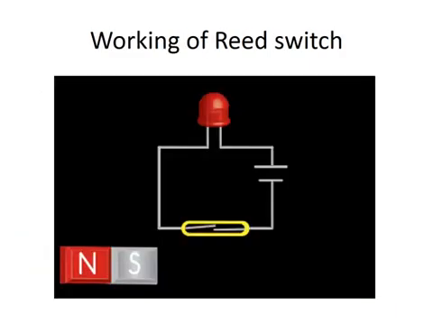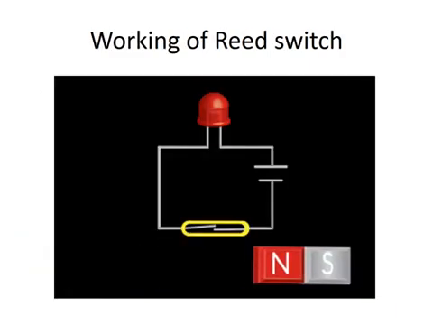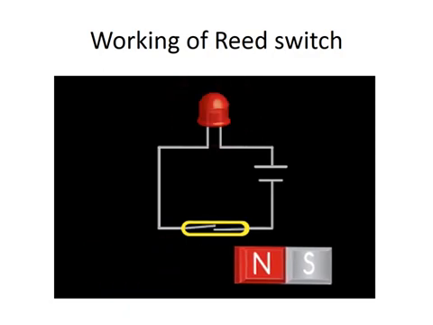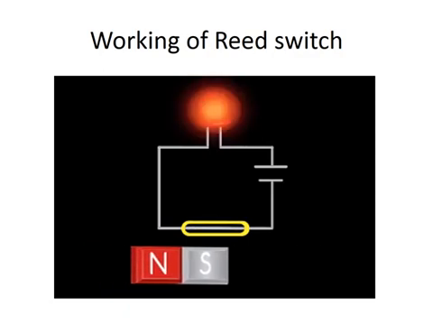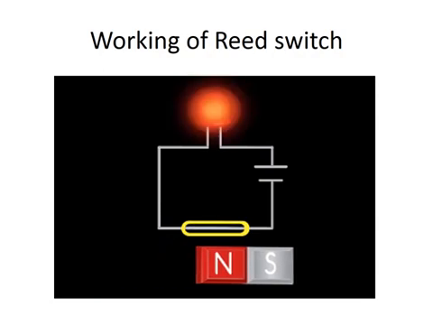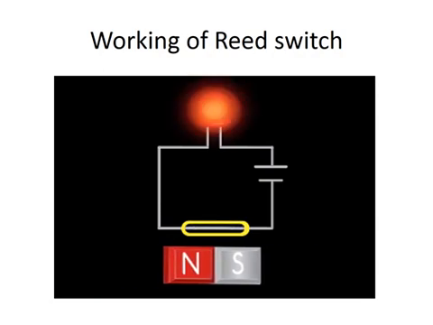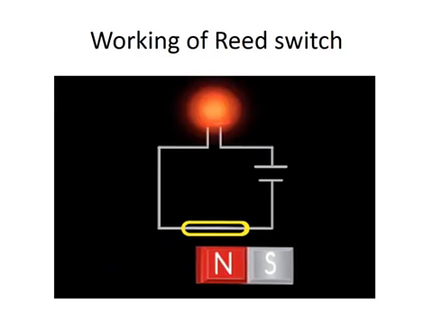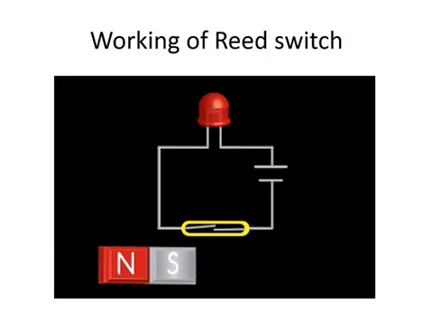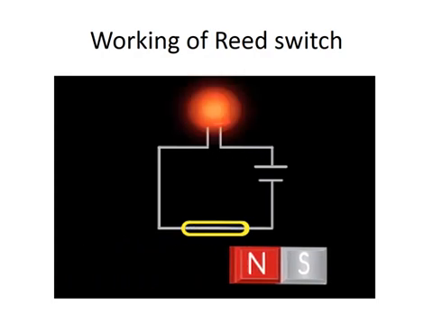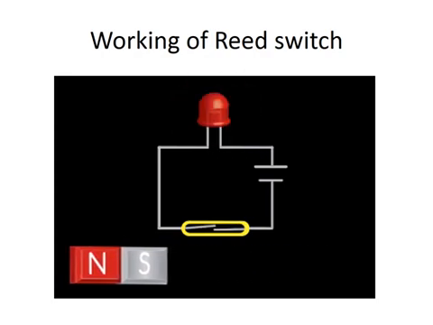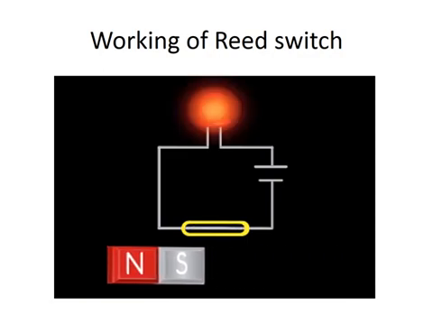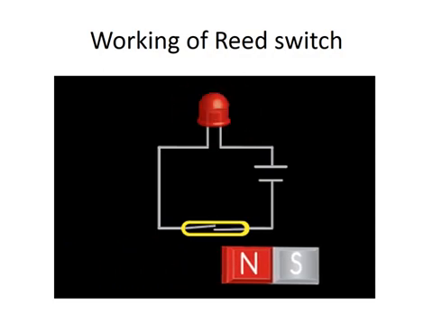Now you can see here, as the magnet is passing through the reed switch, it pulls the switch down and the circuit completes and the electric current flows, and you can see the bulb is glowing. When the magnet goes away, the switch goes back to its previous position, which is the open position, which means the circuit is incomplete, so it will not allow the electricity to flow, and you can see the bulb is turned off. So this is the working of a reed switch.